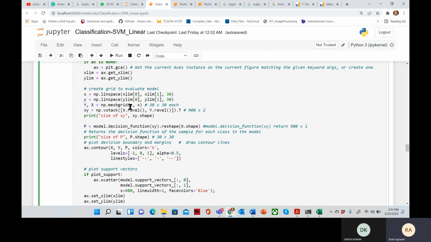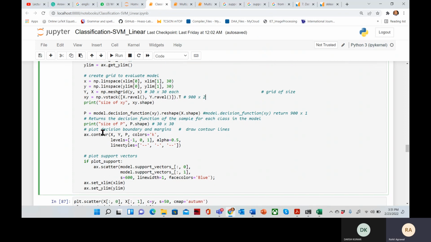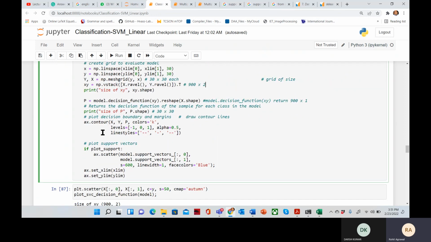So np.meshgrid of y, x. That means you are just having a grid, of a size that will depend on this. If you have taken 30 here, then it will be 30 by 30. Then we make it a vector, using np.vstack and xy.ravel, so it will become a vector. Now from here your plotting started. So this was your model.